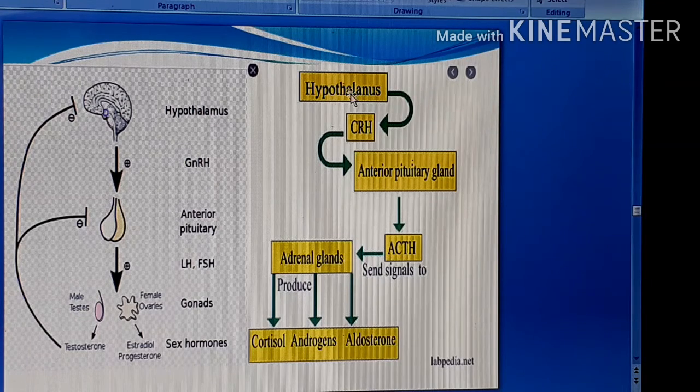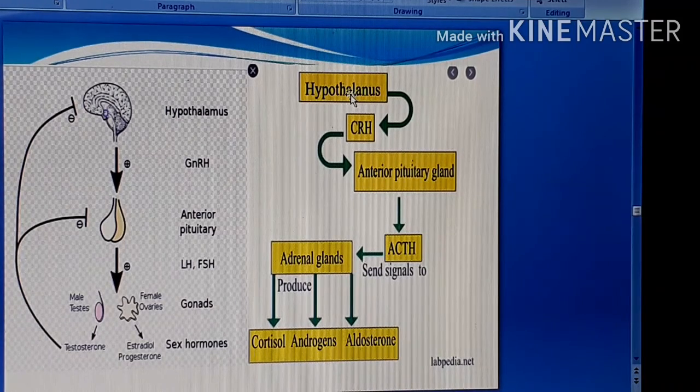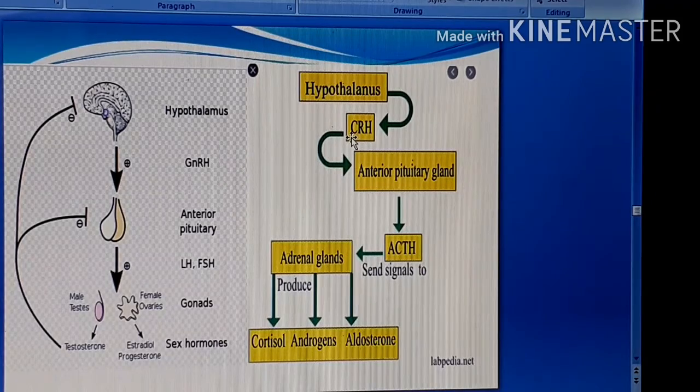So what happens in this case is that the hypothalamus detects the concentration of steroidal hormones in the blood. If the concentration is low, the hypothalamus causes the release of CRH, which is corticotropic releasing hormone, and this CRH further acts on the anterior pituitary gland and causes the release of ACTH, and ACTH then sends signals to the adrenal gland where it causes the release of these steroidal hormones.